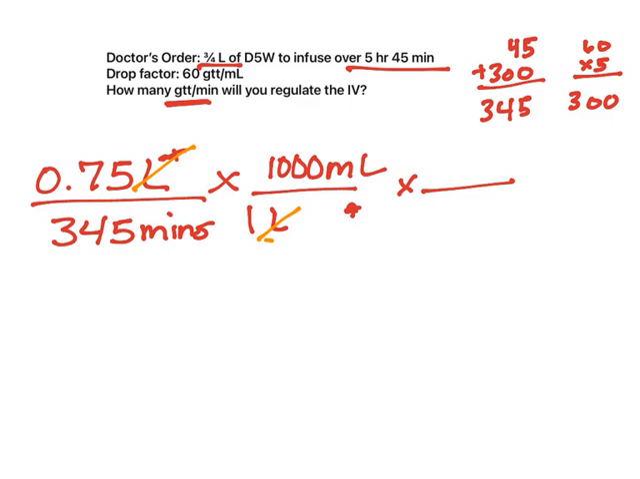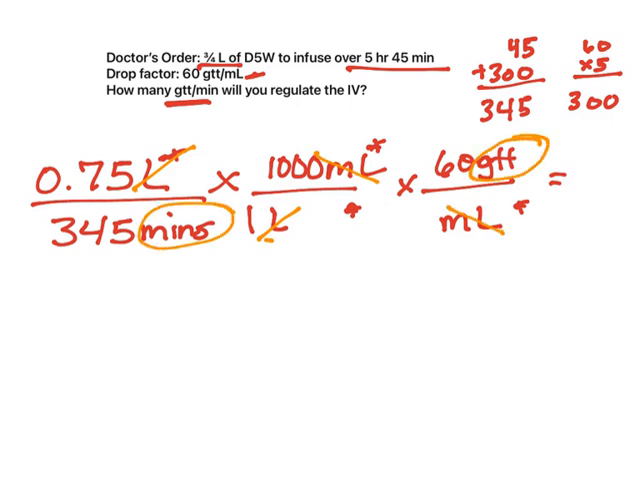So let's go back to our problem, and let's see how we can cancel out the mLs. So our problem says that we have 60 GTTs per 1 mL. So mL is on the top, so mL is going to go on the bottom, 1 mL, and 60 GTTs is going to go on the top. So our mLs is going to cancel out, and we're going to be left with GTTs per minute.